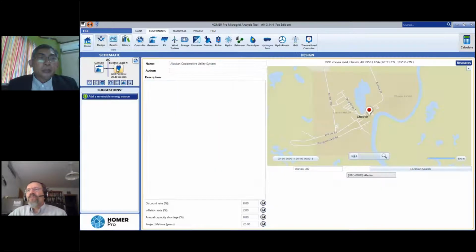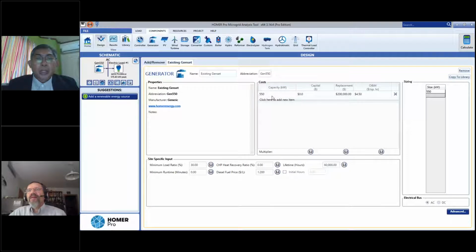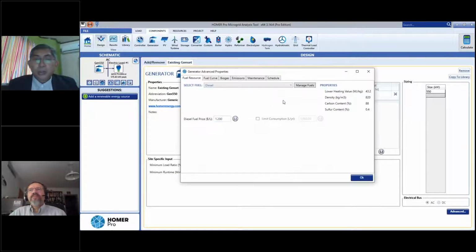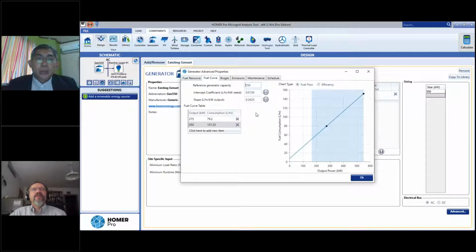Yeah. So just to go back. Okay, we have this fuel curve because that's what we entered based on the information that we got. So that's a fuel curve. The vertical axis is the consumption in liters per hour, and the horizontal axis is kilowatts loading on the genset.